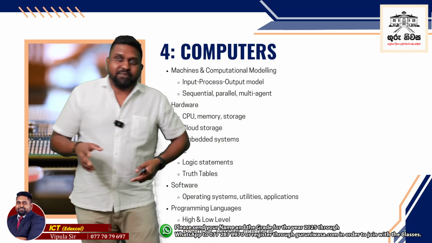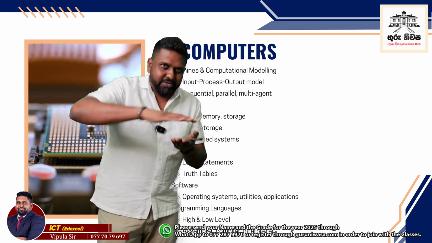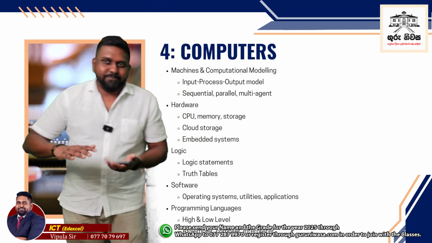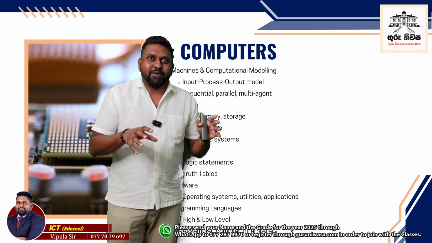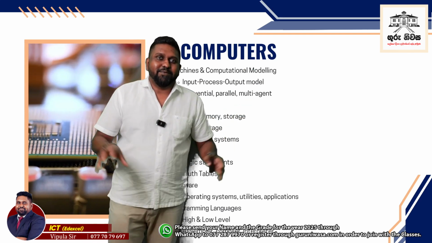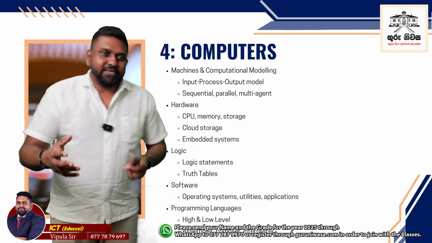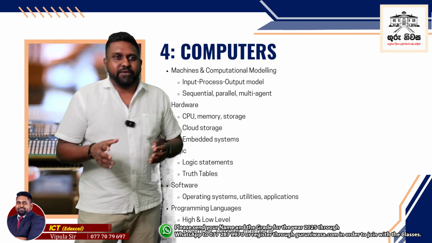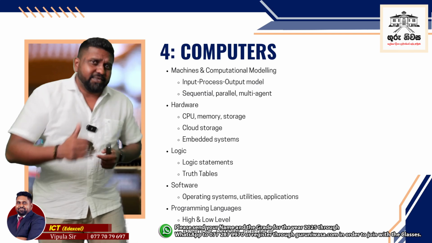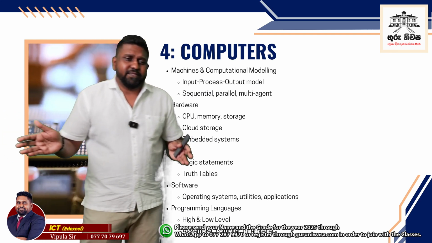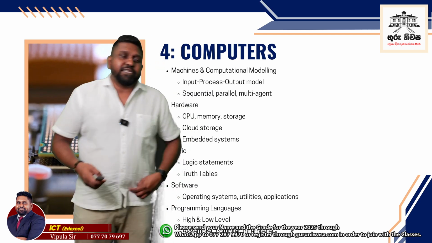So that is sequential. Parallel means you execute multiple events and actions at a time. And multi-agent means you divide this particular workload into multiple different agents as well. You can reduce the load of a single entity by splitting it into multiple. So there are different types of processing models, multi-agent models.